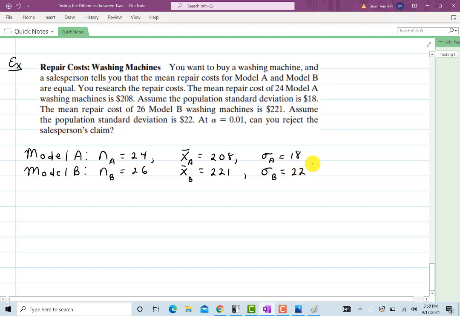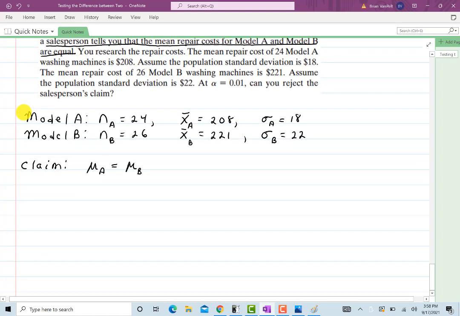So now they're trying to determine, well, let's first see what the question is asking us for. So let's write our claim down. A salesperson tells you that the mean repair costs for Model A and Model B are equal. So the claim is that mu A is equal to mu B. And then we're going to test the claim at alpha equals 0.01.